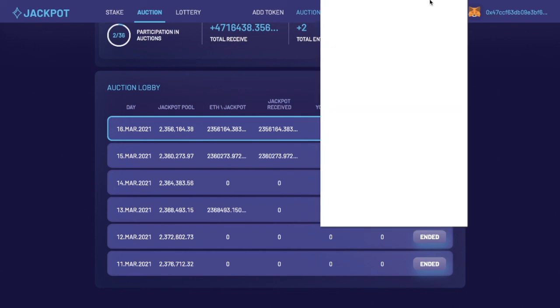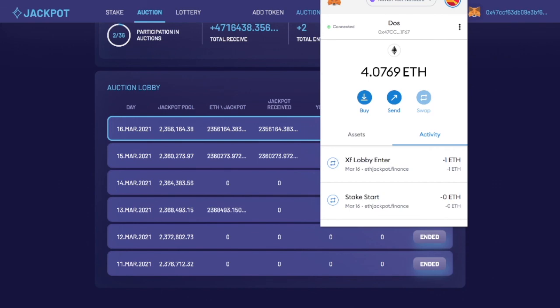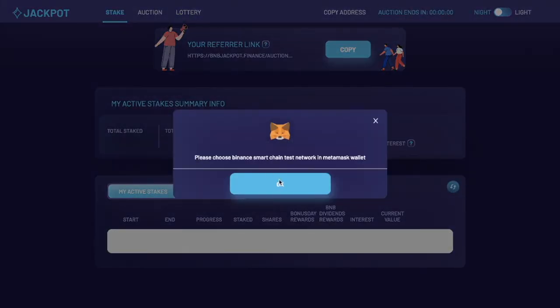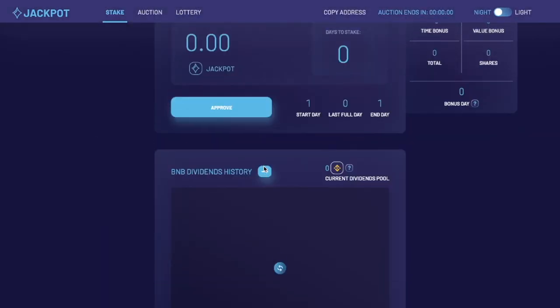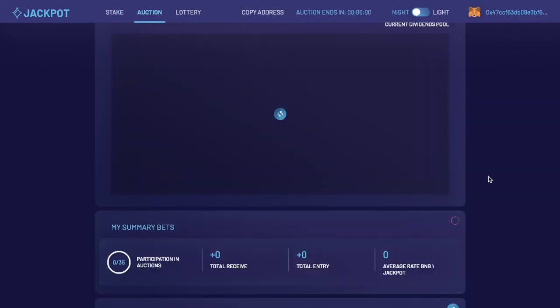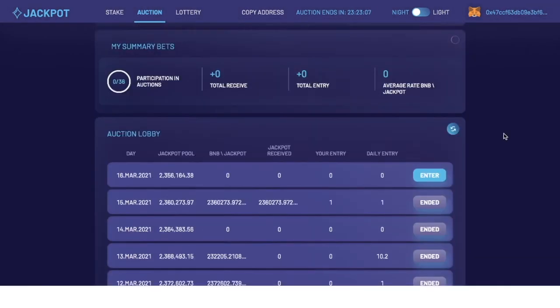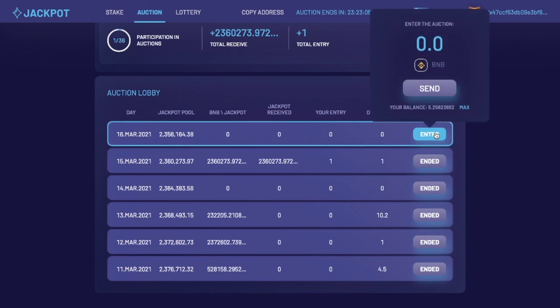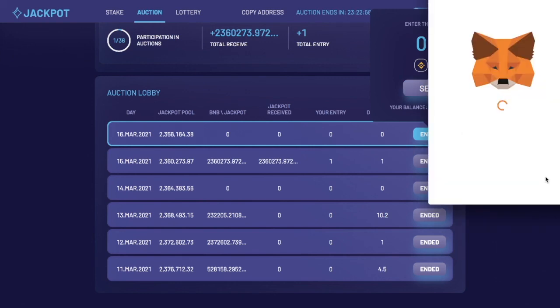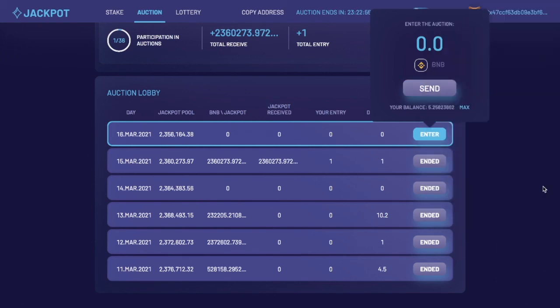Let's go back over to Binance Coin Testnet, and we're going to enter into the auction once over here too. And again, today everyone who participates in the auction in the first hour has an equal chance of winning the lottery. Fantastic. So really, I didn't need to enter one. I can just enter 0.1, for instance, and I still have the equal chance of winning.